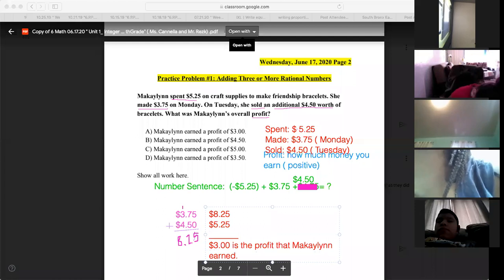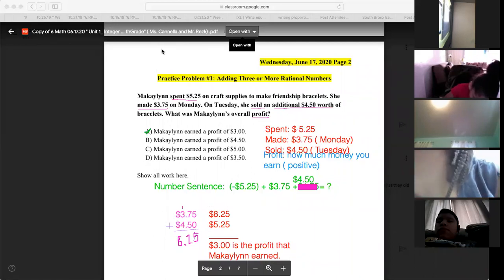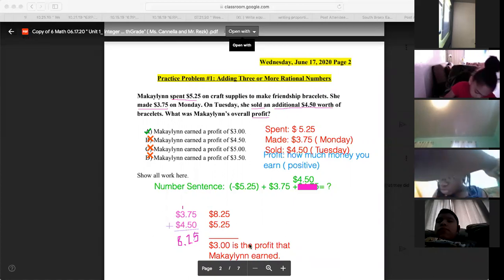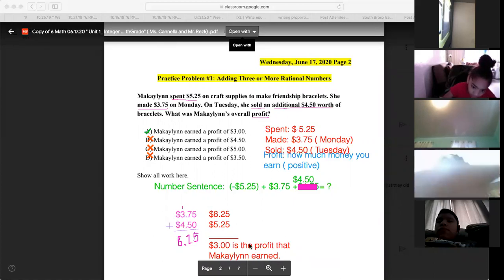So McKaylin earns $3 in profit. Therefore, it's going to be choice A. Okay, we're all human, so we all make mistakes. Just remember where it says spent, you have negative. That better say negative 5.25 here. Okay, I forgot the negative sign. So McKaylin earned $3, so it's going to be choice A on your paper. At the bottom of the page, it says answer McKaylin earned $3, which is answer choice A, where you have to fill in the blank.